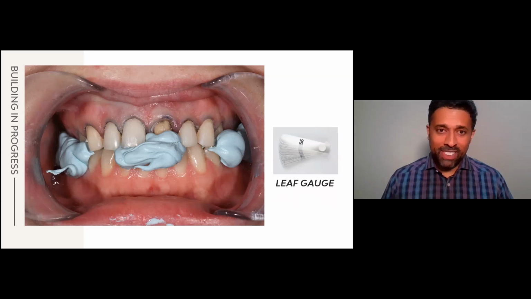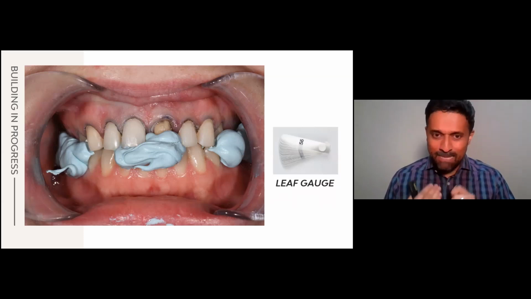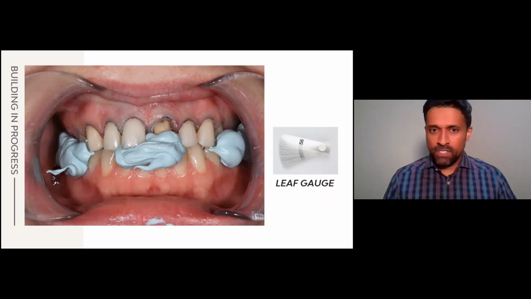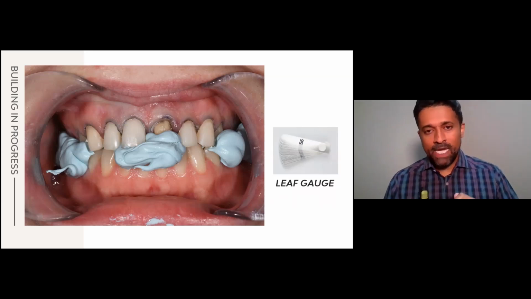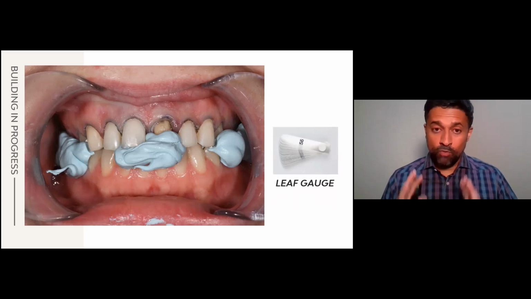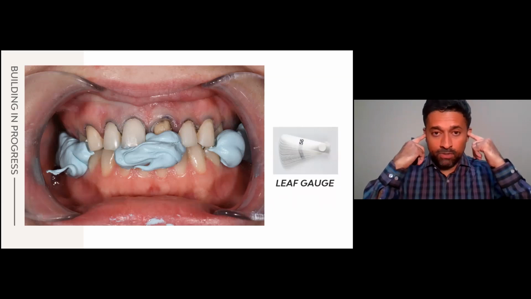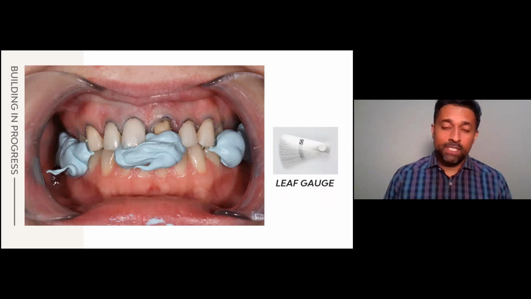The only contraindication is if somebody has a deep bite, your class 2 division 2 patients, like a deep 90%, 100% overbite, because with those patients, if you use a Leaf Gauge, the risk is you can actually distalize the condyle. So instead of being in CR, you can actually be distal to that position. Okay, but she's not that.